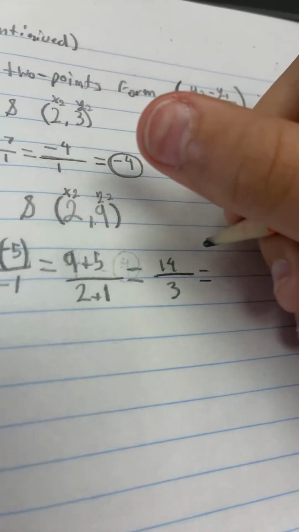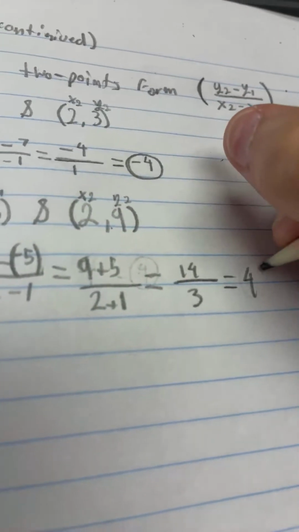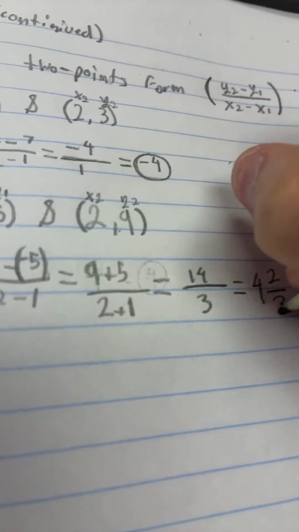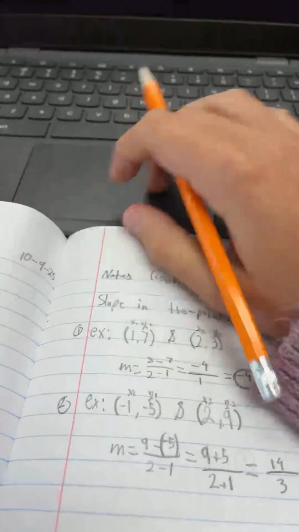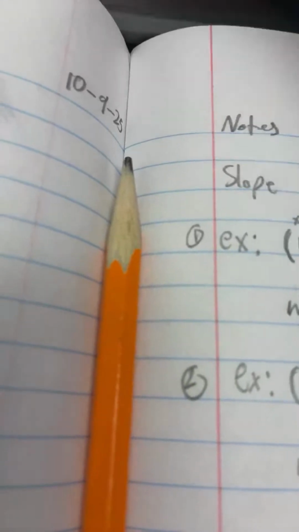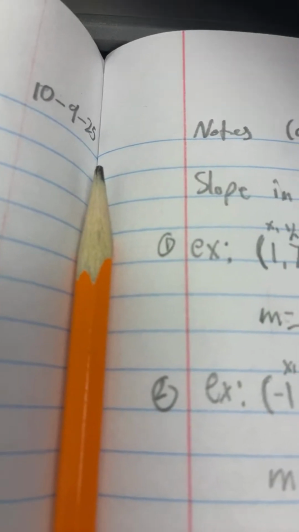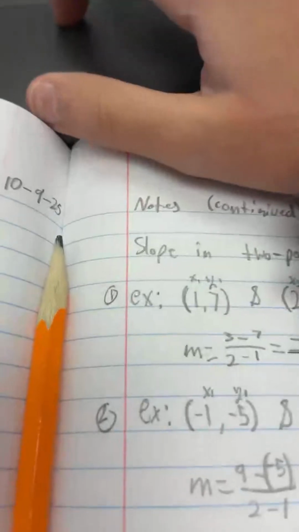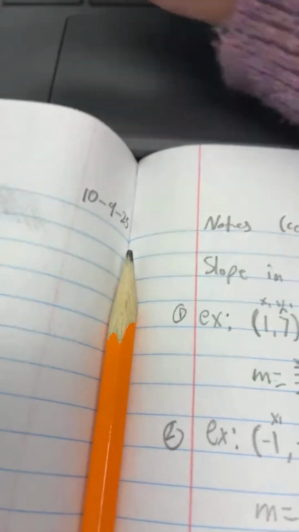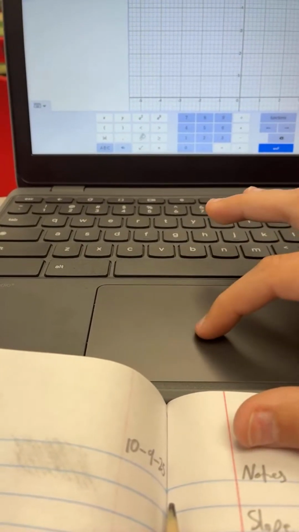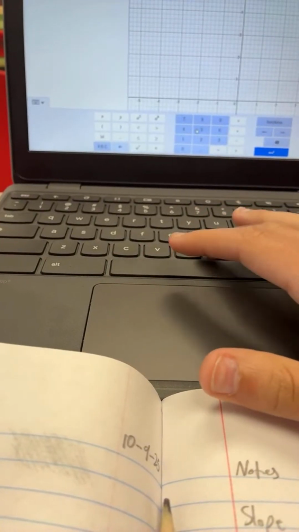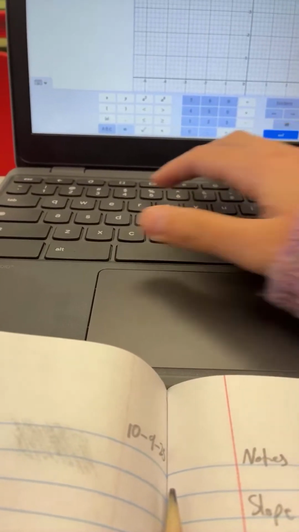So 4 and 2/3. Let's divide first. We're going to get the decimal for 2 over 3. This is a fraction. So we have here 2 divided by 3 is equal to 0.66, so 4.66. So this is now your slope, either in fraction 4 and 2/3 or in decimal.